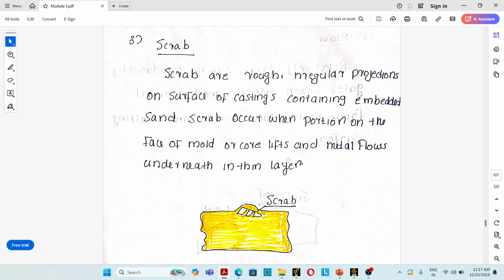The third surface defect is scrap. Scrap is defined as a rough irregular projection on the surface of a casting containing embedded sand. That's the definition of scrap. If the surface of the casting has rough irregular projections containing sand, that is known as scrap.